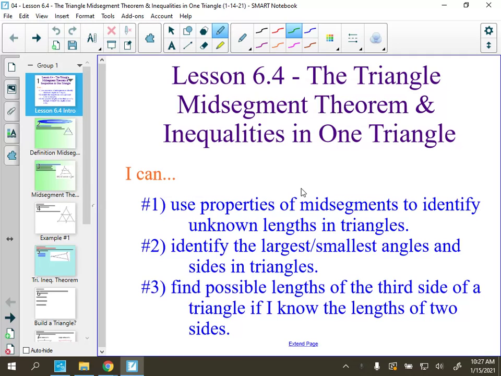So that's that. We'll go through a couple things here, and we'll split it. We'll talk midsegment stuff, do an example, and then do a couple of triangle inequality, apply that theorem in a couple different spots. So let's jump in. Let's get it rolling. First thing, definition.